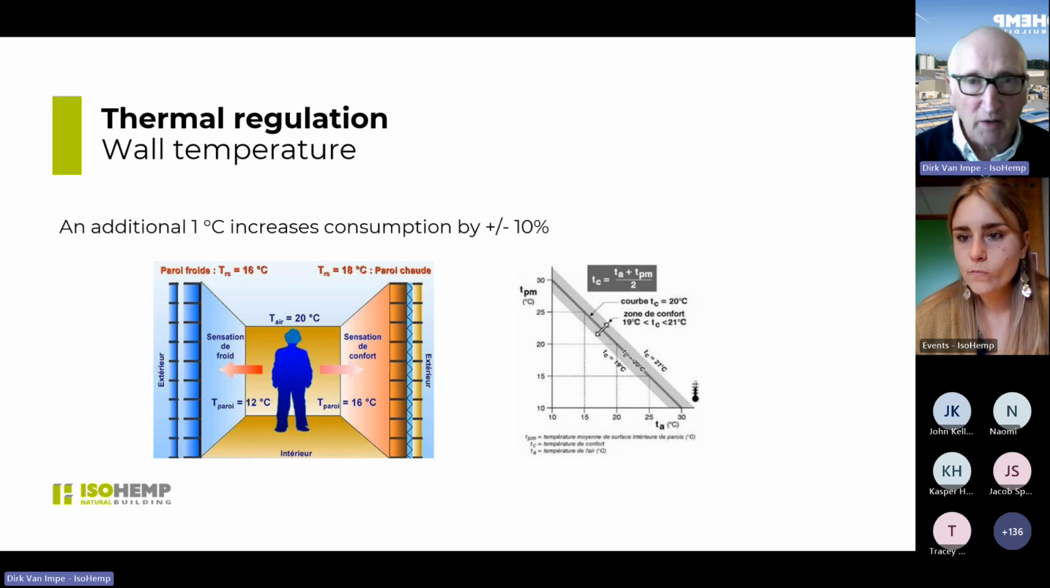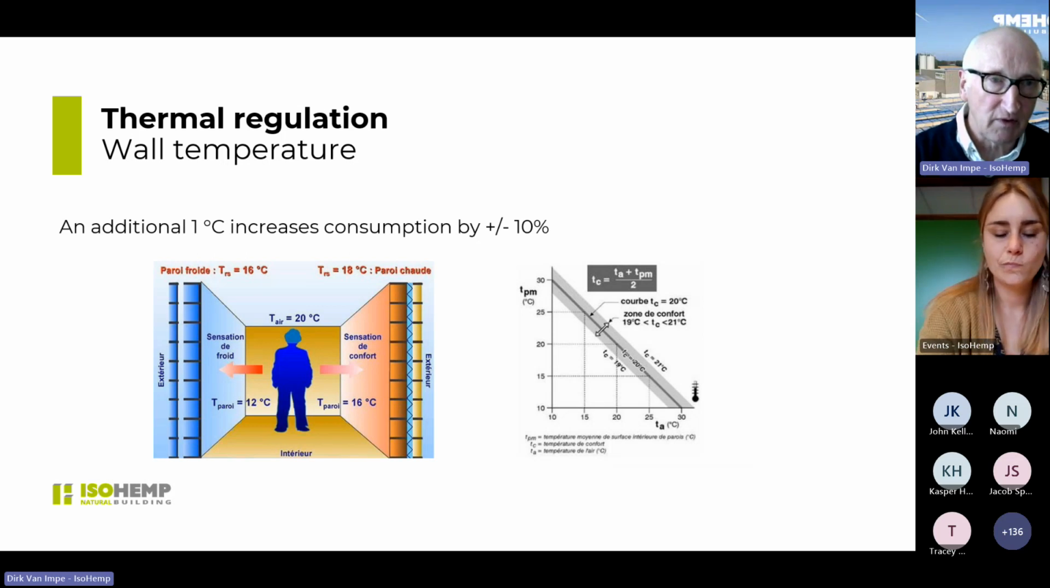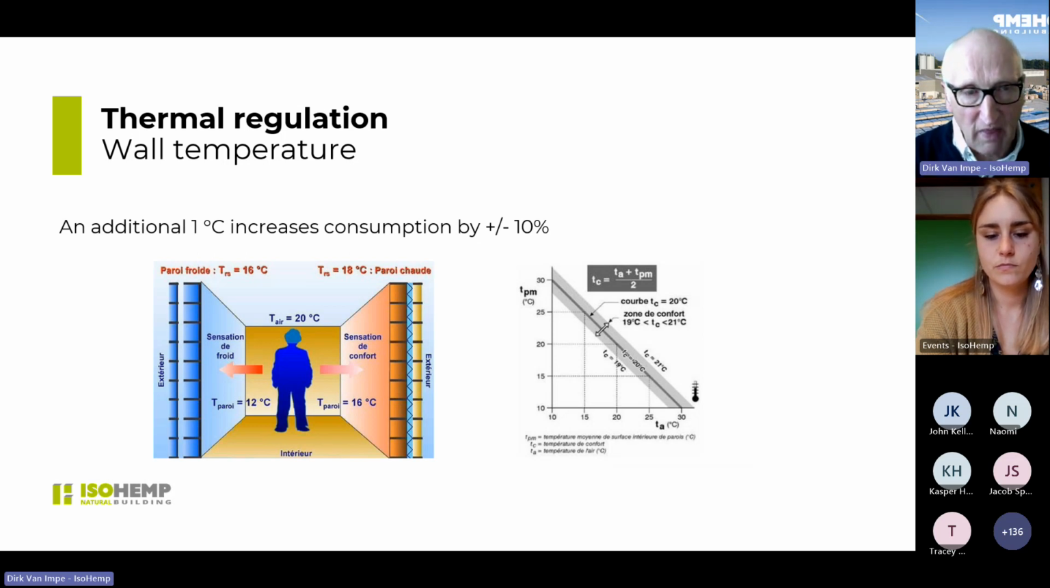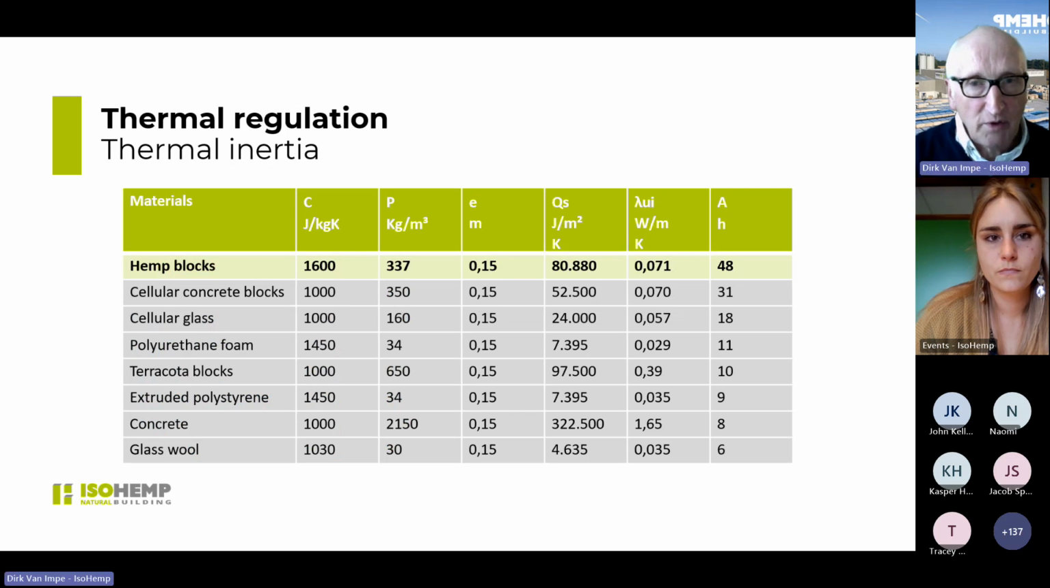Our blocks can absorb energy, store it, and give it back. So this means that the storage capacity can keep the wall temperature as stable as possible. I will explain later in more detail how this functions, but globally you can say a material which can store and keep the heat or the thermal energy makes the wall temperature more stable. So let's go into more detail.